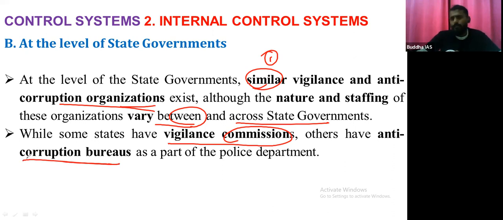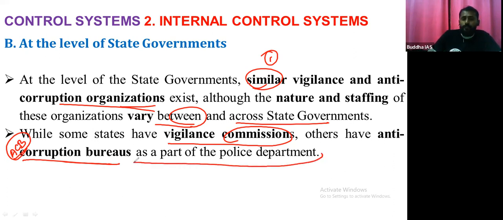So in many states like Andhra Pradesh, they are popularly known as ACB. ACB, right, the Anti-Corruption Bureau. And as a part of police department, this is important. This anti-corruption bureau is not a separate or independent entity. It is part of the police department, right? What are the two types present in state? One is vigilance commissions. Second is anti-corruption bureaus.